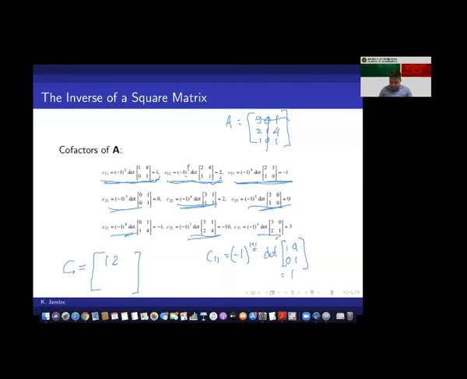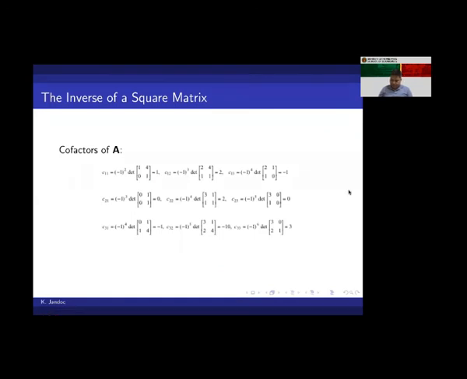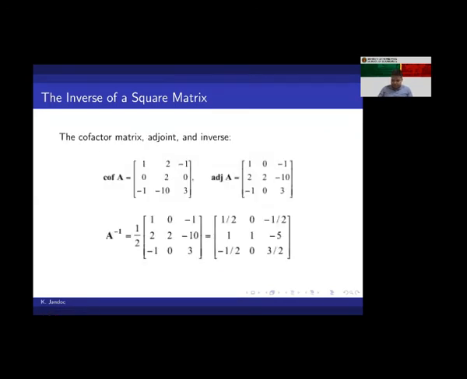It's 1, 2, negative 1, 0, 2, 0, negative 1, negative 10, and 3. So this is the cofactor matrix. The entries of the cofactor matrix are simply the cofactors associated with each of the elements in matrix A. Great. So this is the cofactor of matrix A.